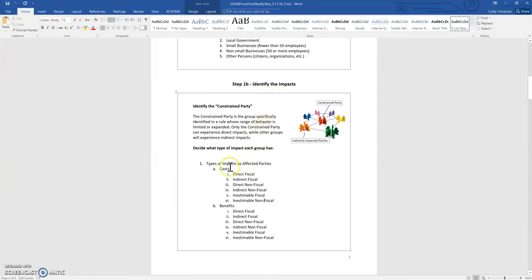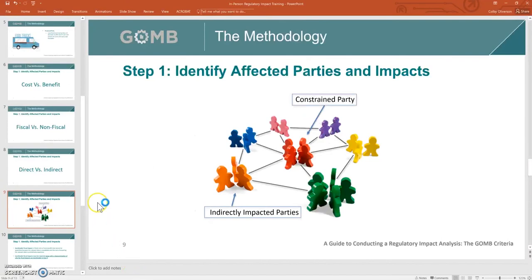So right here, we see a bunch of different impacts that the affected parties can experience. There's costs and there's benefits, and then there's direct and indirect impacts, fiscal and non-fiscal, and inestimable impacts. What we'll do is break down these impacts and go over each of the different words in our PowerPoint. So I'll pull that up.